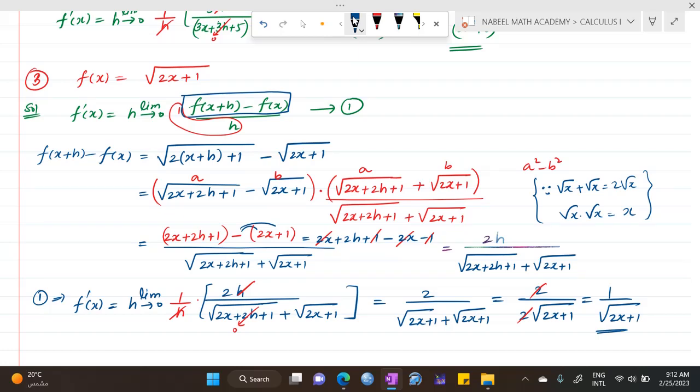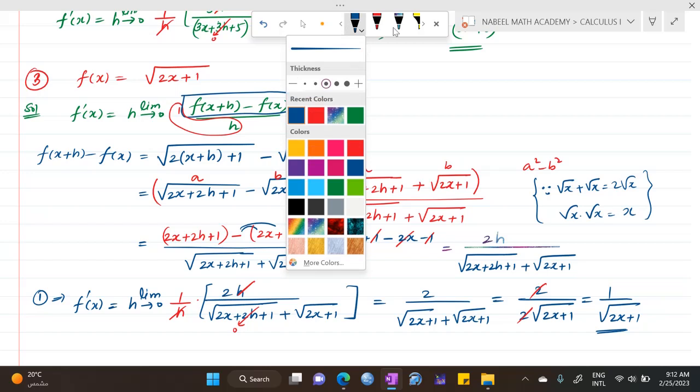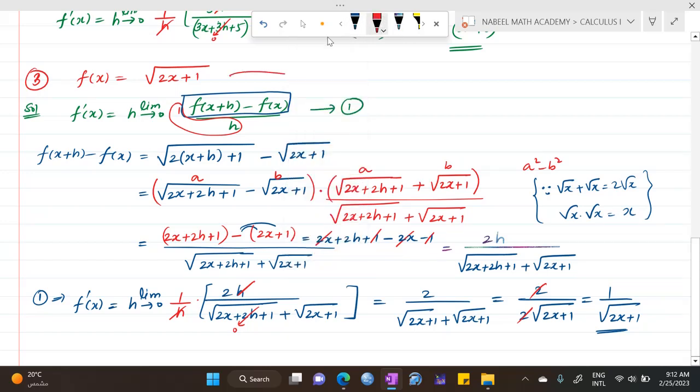So this is the third type. Whenever you will have a root, I have to multiply by the conjugate. So here multiply the conjugate. Whenever the function is a root function, you have to multiply by the conjugate function to simplify.